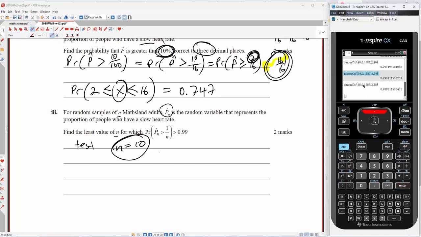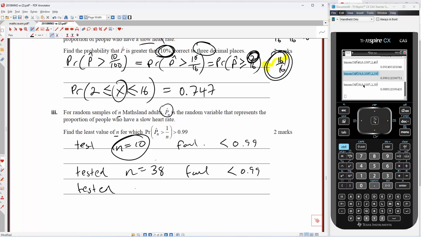So what we're going to say is, tested n equals 10, fail, less than 0.99. Tested n equals 38, fail, less than 0.99. Tested n equals 39, so we went greater than 0.99. Therefore, n equals 39. So I'm basically trying to rip 2 marks via this method of trial and error, which I assure you is a perfectly legitimate way of doing it.